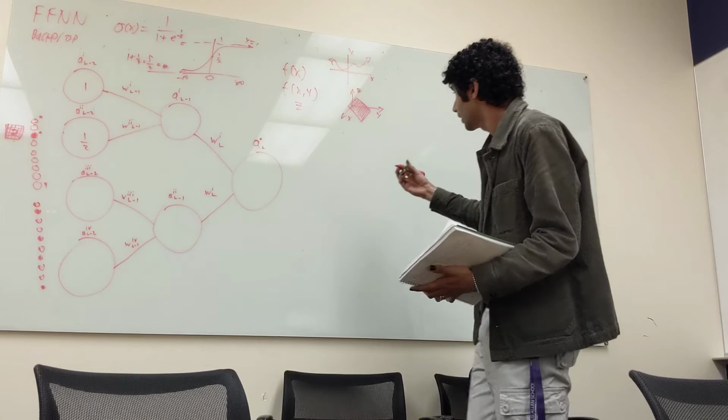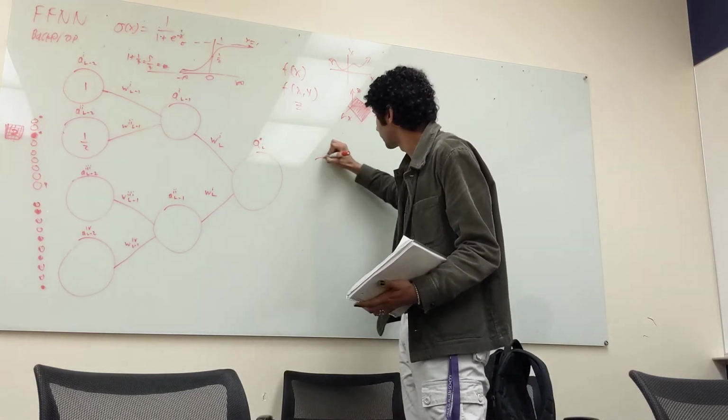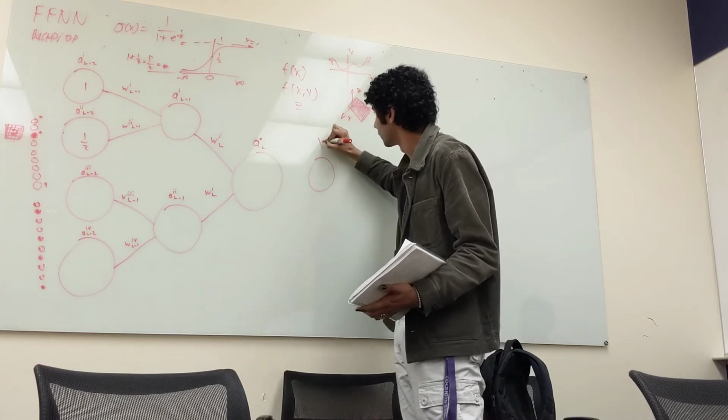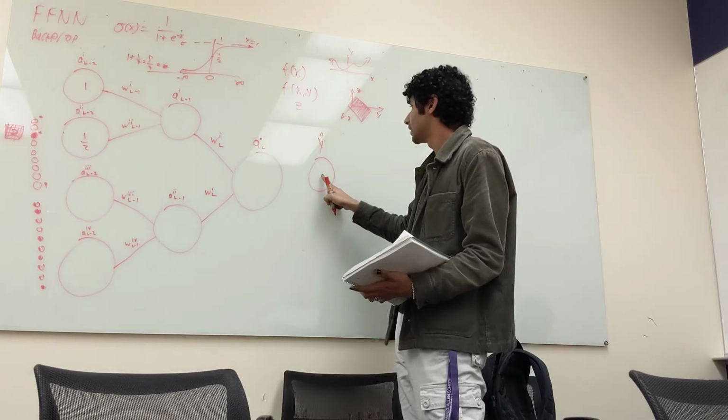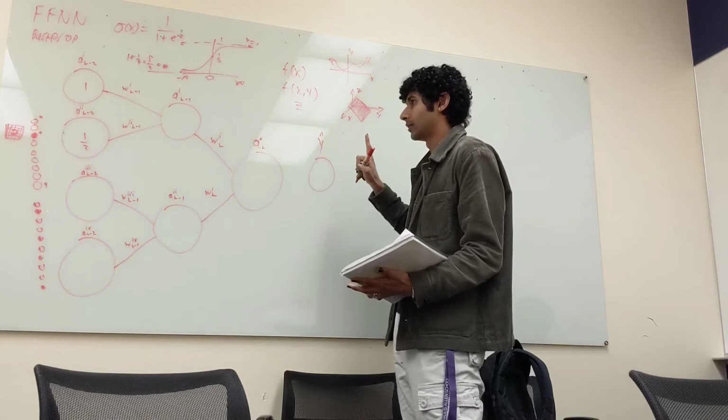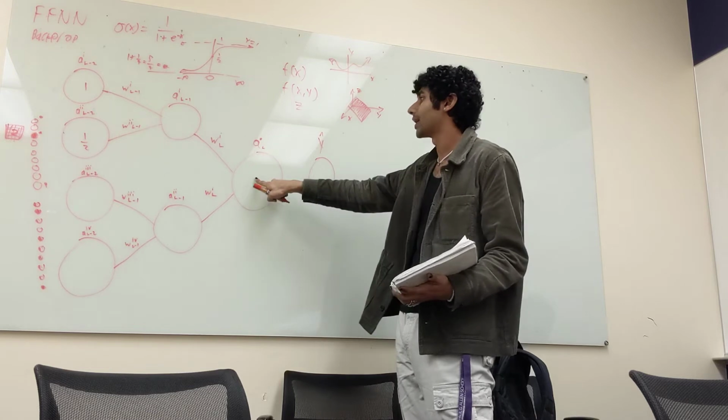So I'm going to introduce this variable. I'm just going to do a circle. It's going to be y hat. This is what we want it to predict. This is what it actually predicts.